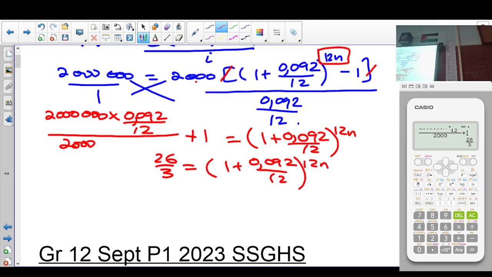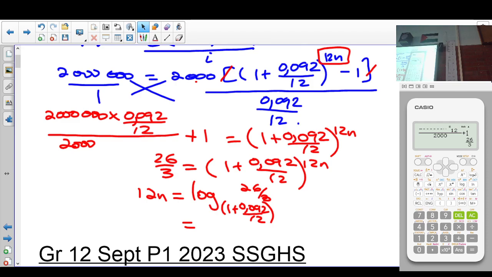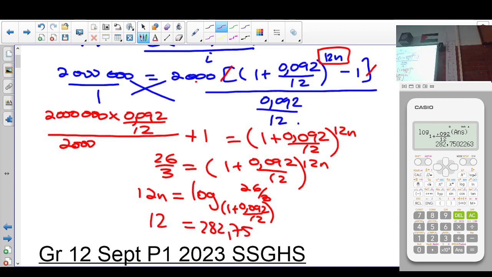As you can see, the unknown is in the exponent, so it's 12n is equal to, I'm going to use logs, so it's log 26 over 3 base 1 plus 0,092 over 12. That gives us 282,75. That is payments. If they ask you for years, I would have divided by 12.